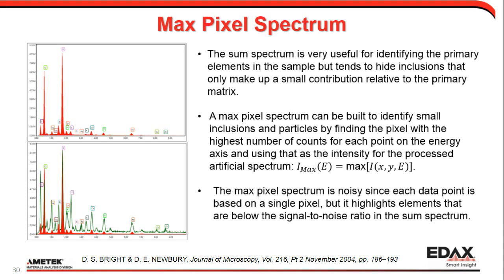For example, it shows silver, which is hidden in the sum spectrum. The picture is kind of blurry, but we have the silver peak sticking up, and we don't have this peak in a sum spectrum.